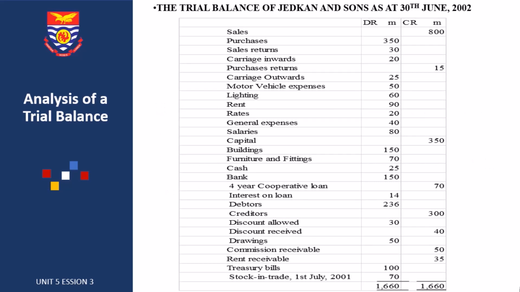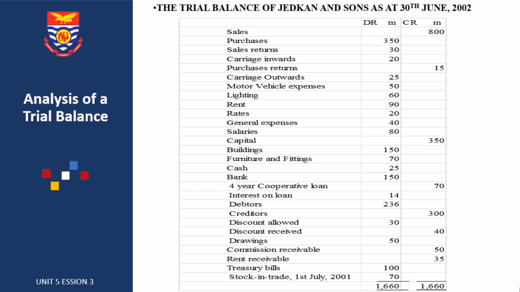This is an example of a trial balance using the criteria we have described as the items or the accounts used in the preparation of the trading profit or loss account and the items used in the preparation of the statement of financial position. We are going to analyze this trial balance and see how we can extract these accounts to prepare the statement of profit or loss and the statement of financial position.